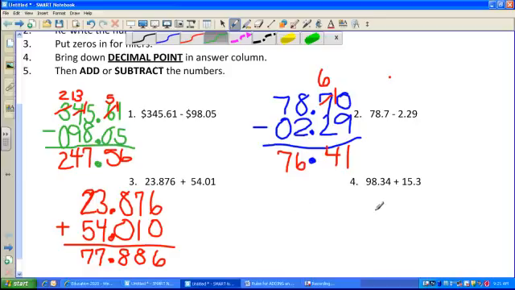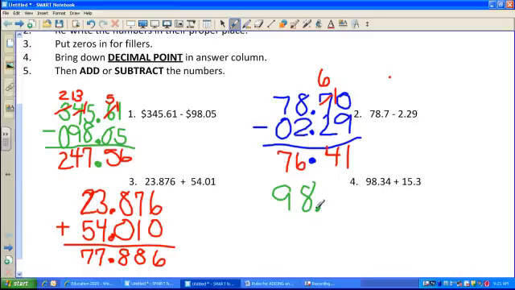So our last example problem that I'm going to do with you is number 4. I have 98.34, and I'm adding 15.3. So I'm adding with decimals, so I know my rule. Line up the decimal points and then put the numbers in the proper place. To the right of the decimal, I have a 3. I don't have anything that matches up with 4, so I'm going to put a 0. To the left of the decimal point, I have a 5. To the left of the 5, I have a 1, which should match up with a 9.